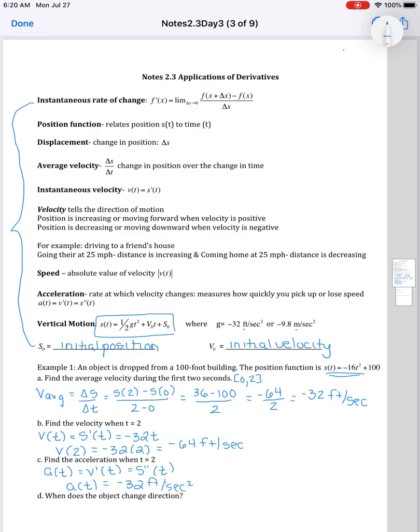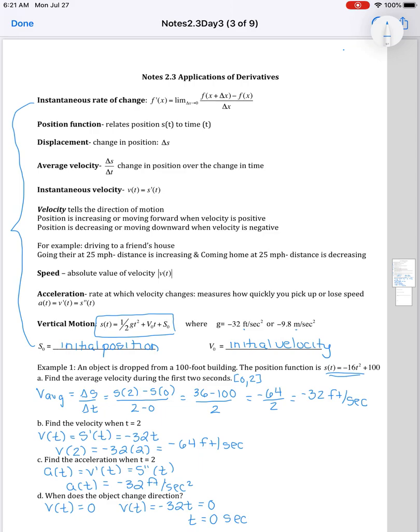Now find the acceleration at t equals 2. Well, acceleration is either the first derivative of velocity or the second derivative of position. We already found the velocity equation in B, which was -32t. So for the acceleration equation, take another derivative, and we end up with -32. It's a constant, so even if I'm evaluating at 2, it's not going to change. And the units for acceleration are feet per second squared.